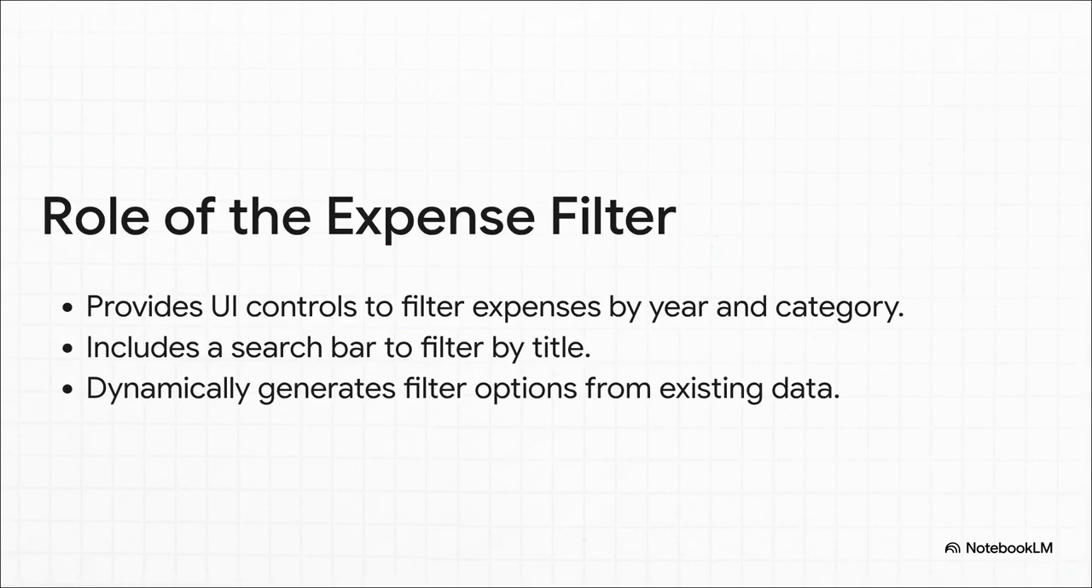This is where the app starts to feel really powerful. You can instantly filter your view by year, by category, or you can even just type into a search bar to find something by its title. And what's really slick here is how it's designed. The filter options, like the years and categories, aren't hard-coded. They're generated on the fly from the expenses you've already logged. So the filters are always perfectly tailored to your data.